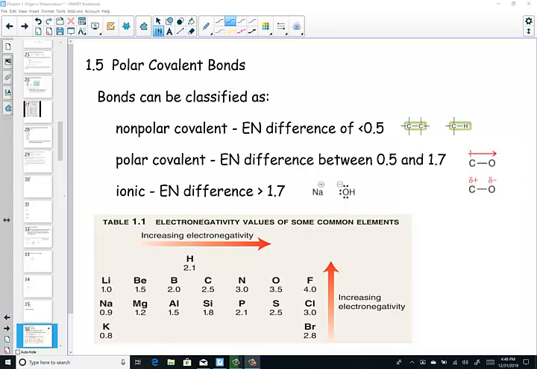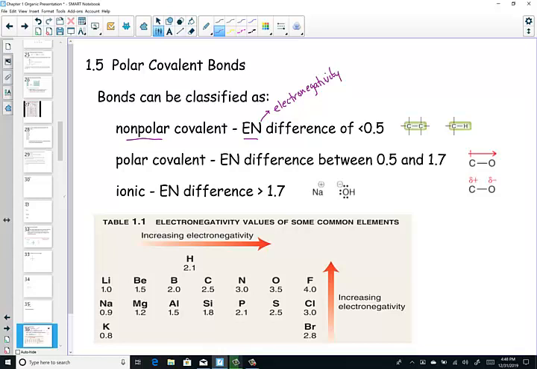We understand bonds, a shared pair of electrons, can be one of several categories. It can be a non-polar covalent bond, where the electronegativity difference is less than 0.5. When you see me write EN, just know that that stands for electronegativity. And again, review from probably your first semester Gen Chem.